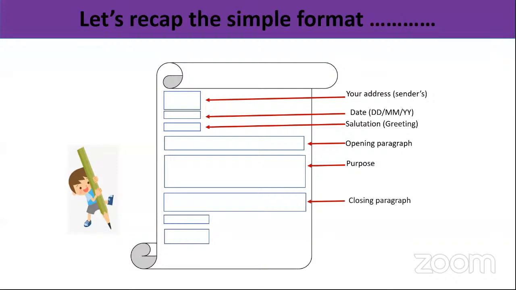What is next? Closing paragraph. Right? This is the closing paragraph. Once again, it is very short. There, of course, you give a promise sometimes. Or sometimes you request. Keep in touch. Or request, write back to me soon. Like that. The closing paragraph also would be very short.